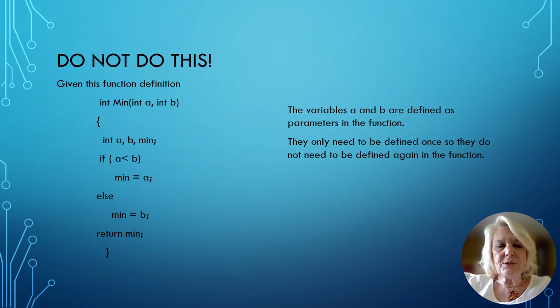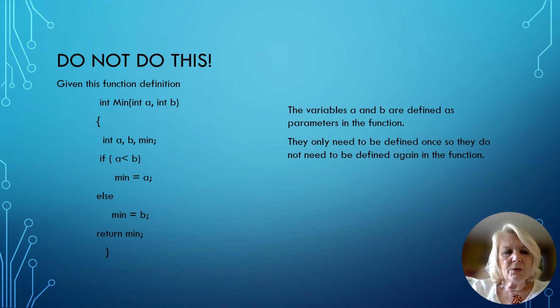In this slide, it shows what not to do. So on the left, we have a function definition, and the name of the function is min, and it has two parameters, both integers. And when they are used in the header, that's the same thing as defining them. So you don't need to redefine them in the executable statement or in the body of the function. So you don't want to say int A and int B again.